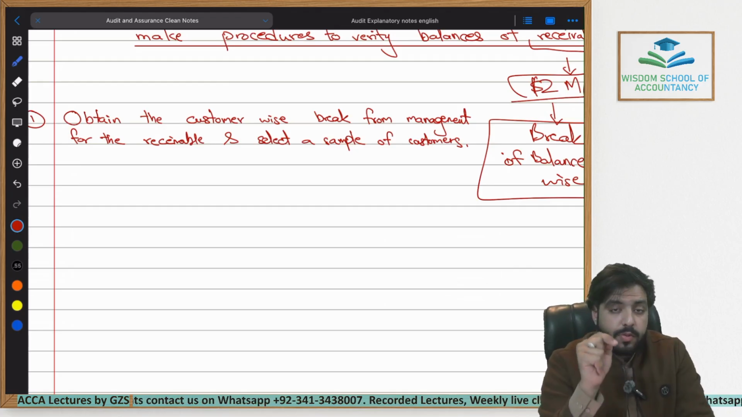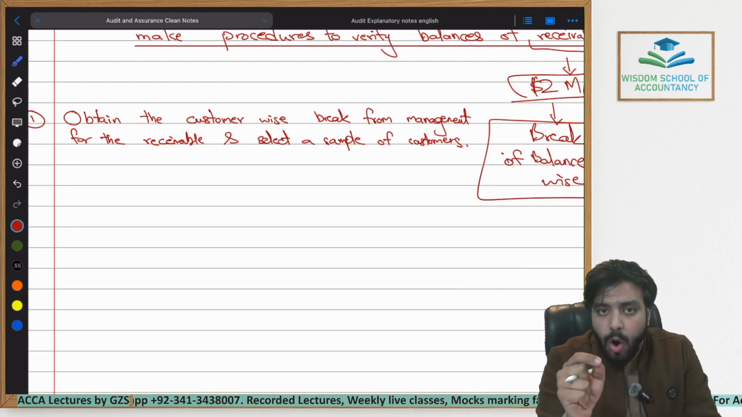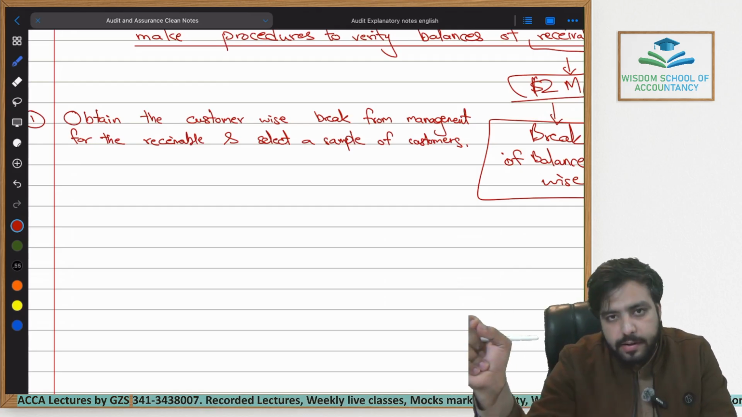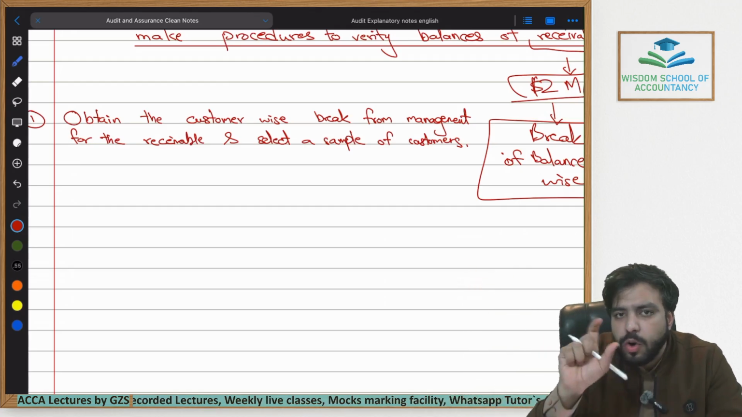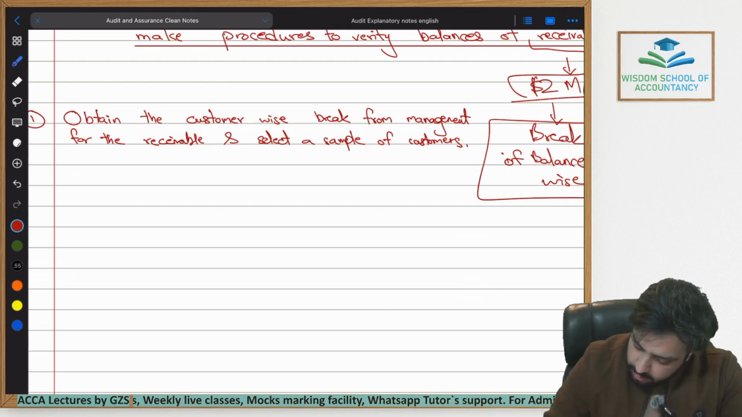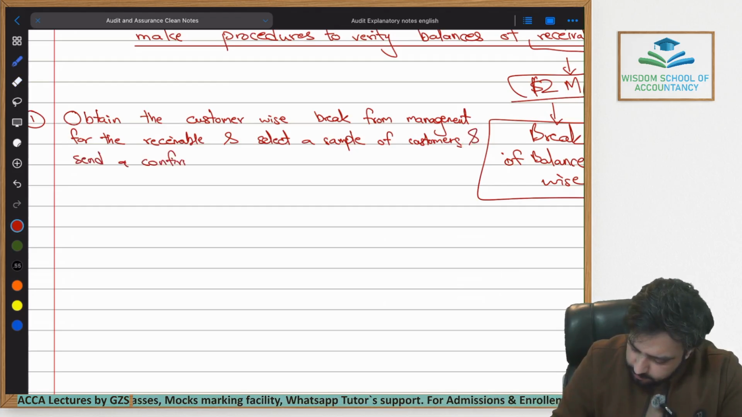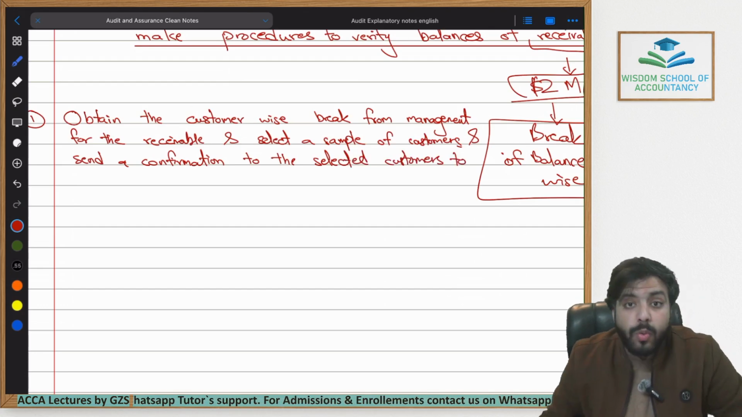And I've told you within this lecture as well what a confirmation is. Confirmation is that we write on a piece of paper that this company that we are auditing told us that this is the amount of money that you owe to this company. Is it true or no? Sign it. I don't need to mention this in detail. The word confirmation itself means that the auditor will do this. The examiner does not want you to explain the word confirmation. Simply writing down confirmation means that the auditor is doing this. And send a confirmation to the selected customers to do what? To do what?